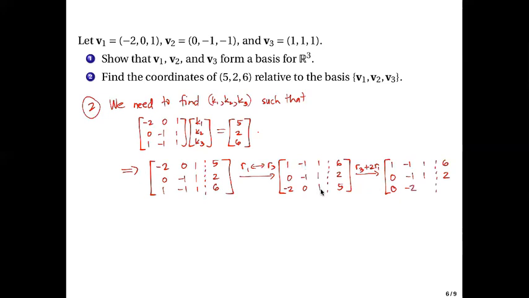And then here you have 1 plus 2 times 1. That becomes now 3. And then we have here 5 plus 2 times 6. So 5 plus 12. That's 17. Okay?